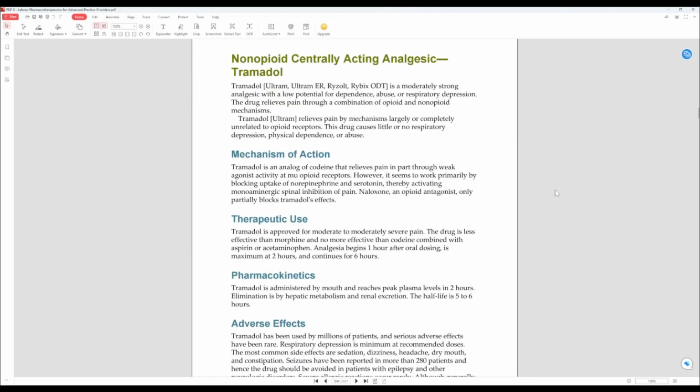That takes us to the non-opioid, centrally acting analgesics. So, the big one here being tramadol, also known as Ultram, is a moderately strong analgesic with a low potential for dependence, abuse, or respiratory depression. The drug relieves pain through a combination of opioid and non-opioid mechanisms. Tramadol, or Ultram, relieves pain by a mechanism largely or completely unrelated to opioid receptors. The drug causes little or no respiratory depression, physical dependence, or abuse.